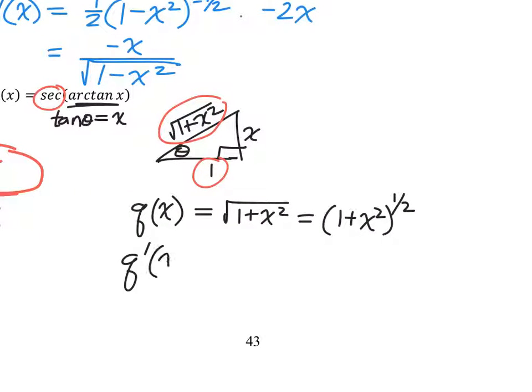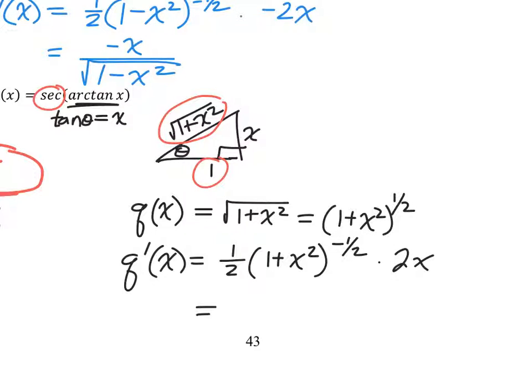So q prime is 1/2, 1 plus x squared to the negative 1/2 times 2x. And then if you needed to clean it up, it would be x over the square root of 1 plus x squared.